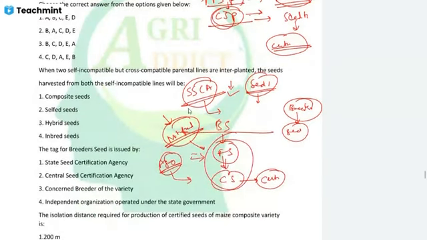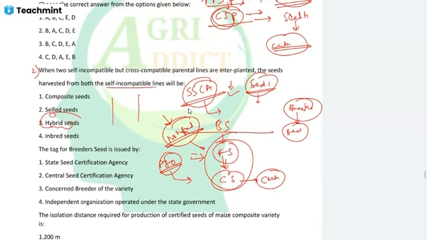Okay, let's go to the second question. I hope this is also discussed in genetics and plant breeding. When two self-incompatible but cross-compatible lines are interplanted, what is the harvested seed: self-incompatible or hybrid seeds? So this is very simple to answer.